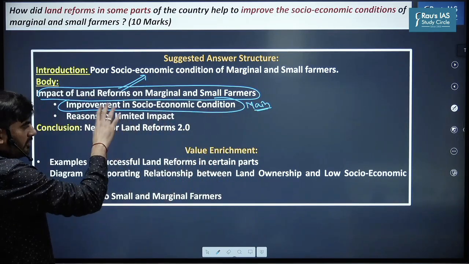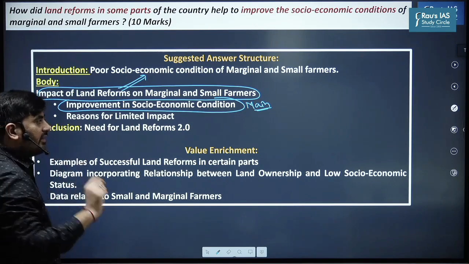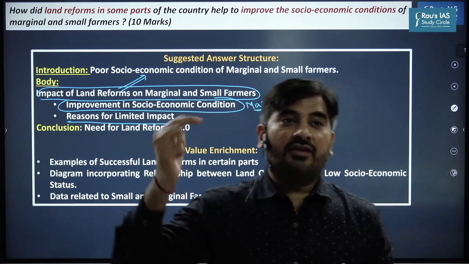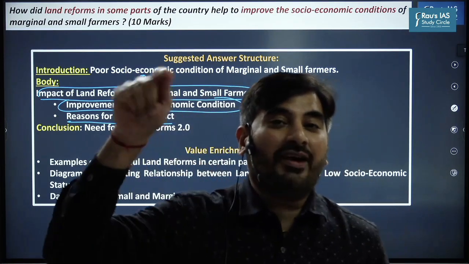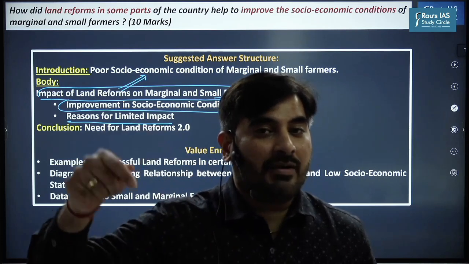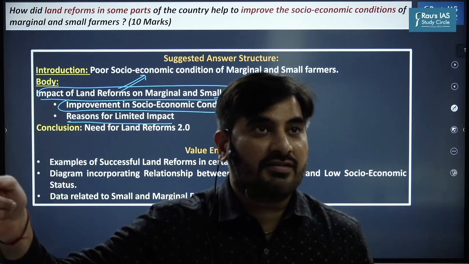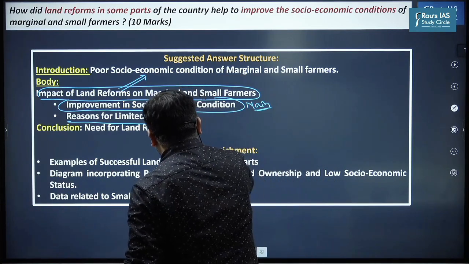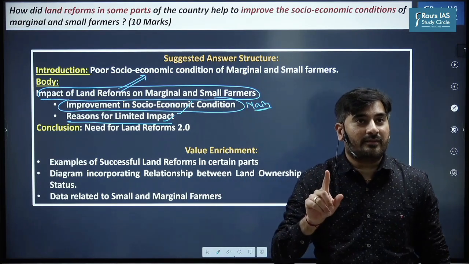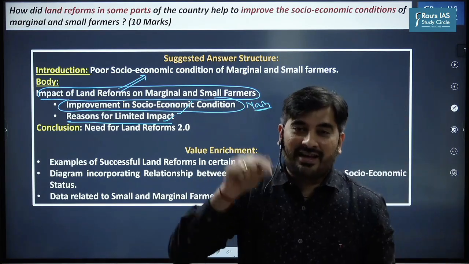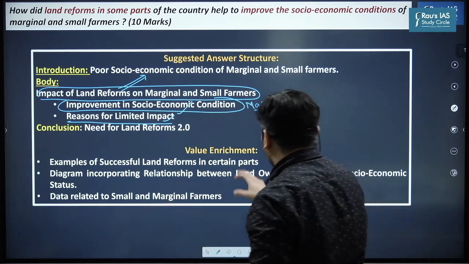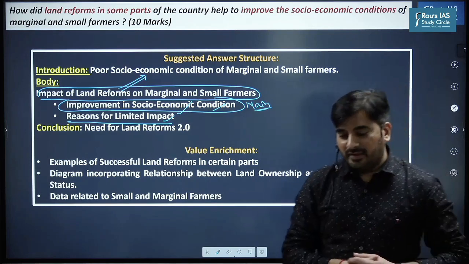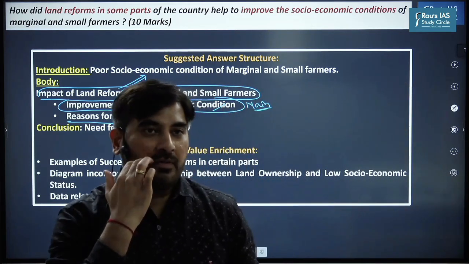And after writing all the primary dimensions, very briefly touch upon this. Now, if the question was how and to what extent land reforms in certain parts of India have benefited small and marginal farmers, then probably this also was a primary dimension and this also was a primary dimension. Are you getting this? The question is not asking you that. The question is asking you the benefits. So your primary dimension will be this, but briefly touch upon this. And the conclusion is that we need to focus upon land reforms 2.0.